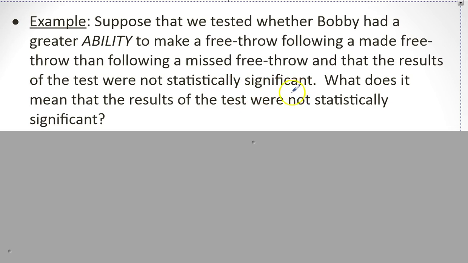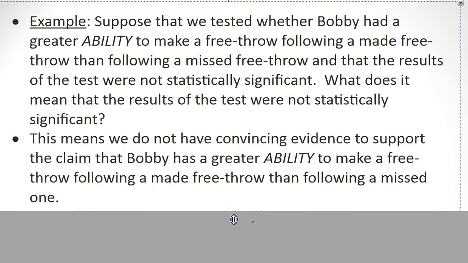So what does that mean? What must have been the p-value, right? Must have been kind of high, right? If they were not statistically significant, it must have happened frequently. It means we do not have convincing evidence to support the claim that he has a greater ability to make a free throw following a made free throw than a missed.